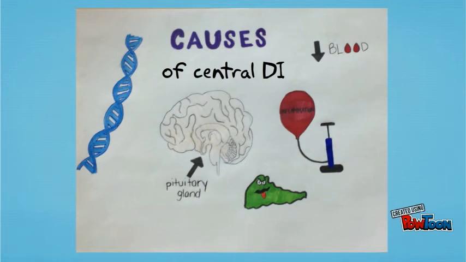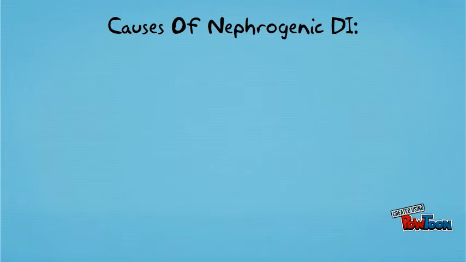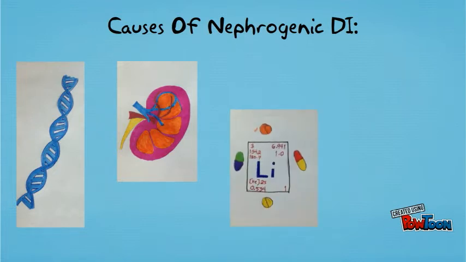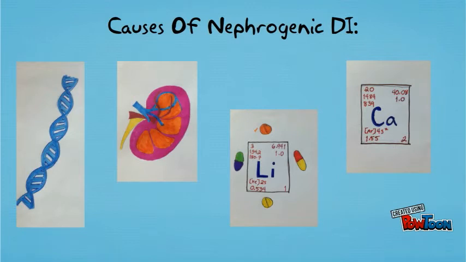Causes of central DI include genetics and damage to the pituitary gland from infection, inflammation, or loss of blood. Causes of nephrogenic DI include genetics, chronic kidney disorder, or kidney disease that causes defects in the kidney tubules, drugs such as lithium, and high levels of calcium.